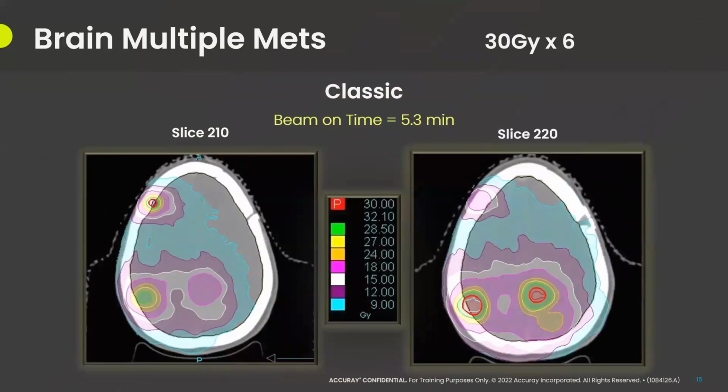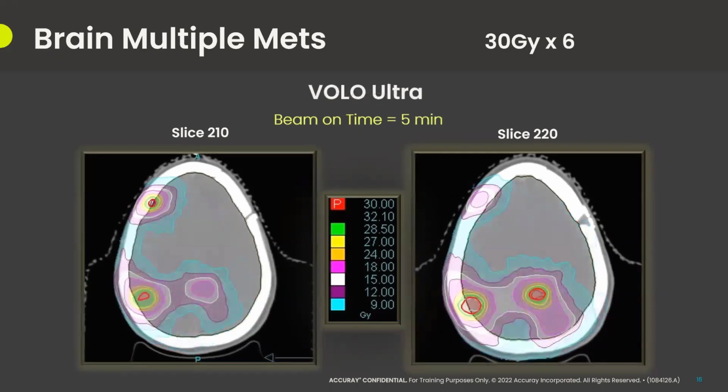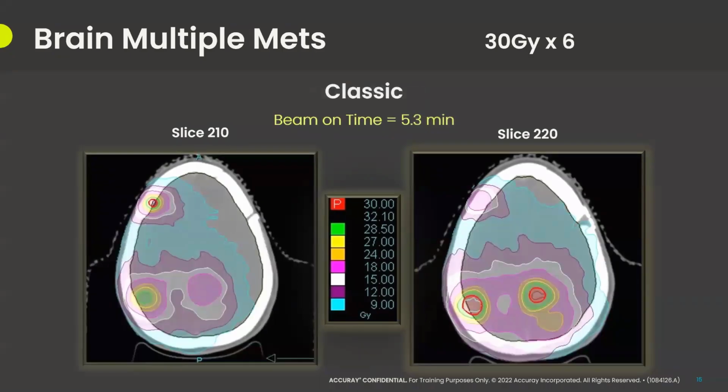Okay, so this case is a multiple brain met patient with 5 PTVs. So both of these images on this slide are from the classic planning. And they're views from 2 different slices, each showing a PTV or 2, and the partial view of transitioning into or out of other PTVs. Now, although the PTV coverage is good from the classic plan, and the beam on time is similar to the VOLO Ultra, you're going to notice a distinct difference between these plans. And that's the dose fall off. I mean, that's a huge difference there. So I'm going to go back so you can see that again. That's pretty cool.